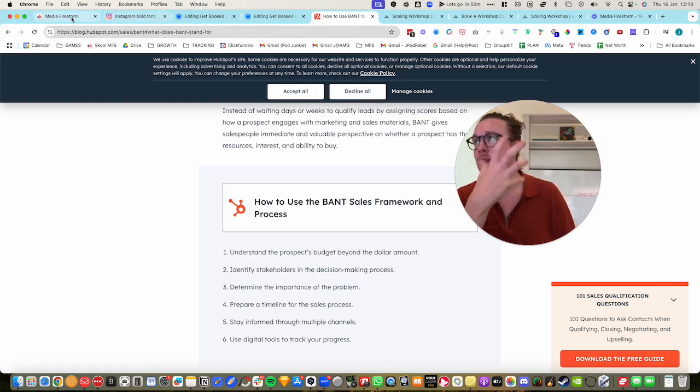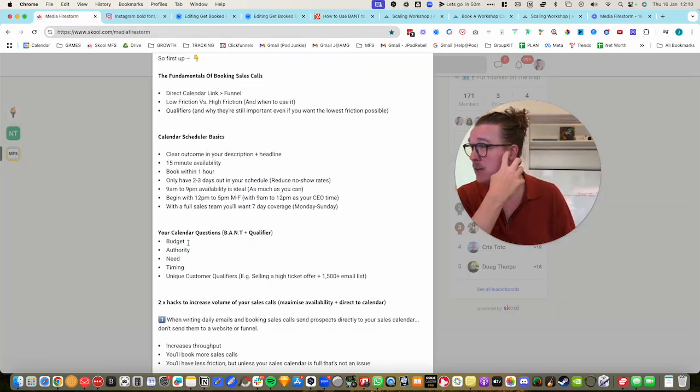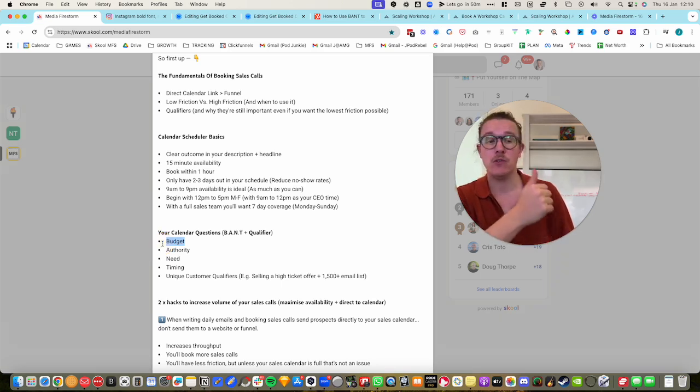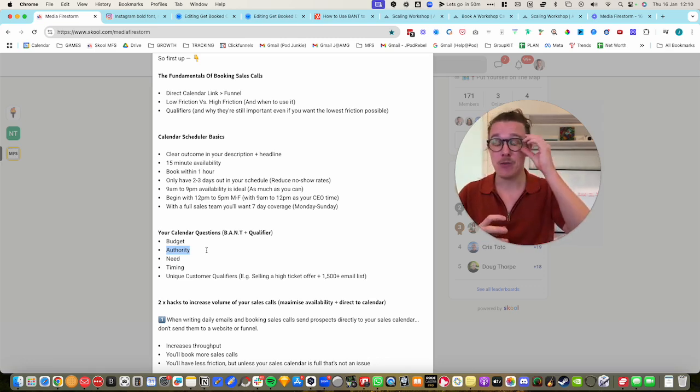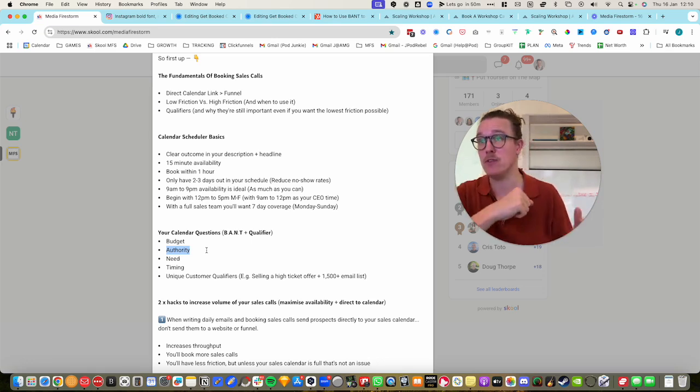Essentially, what BANT is there to do is help you really figure out, one, before somebody gets on a sales call, do they have the budget they need to be able to invest? You can determine this by revenue numbers, employee count, or actually just asking them, hey, do you have the budget to spend on this? Authority means, are they the person that can be making the decision? Is this the business owner that's booking a call, or is this a VA for the business owner who can't really make a decision?